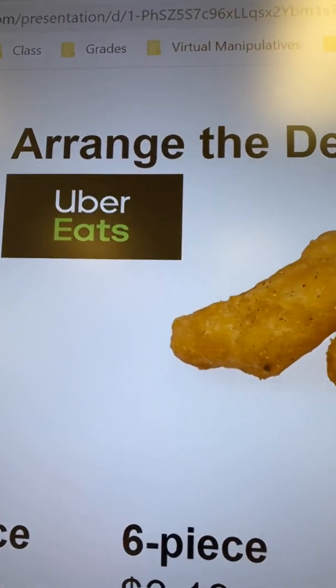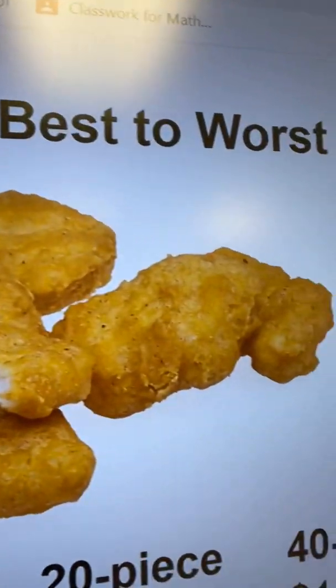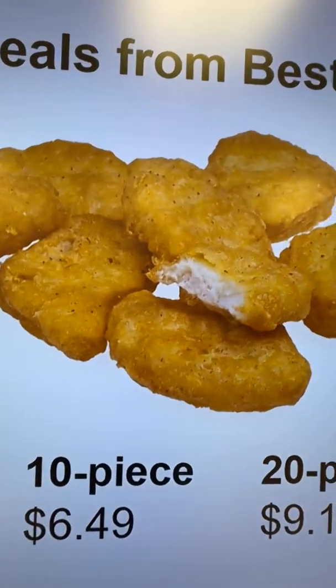Here's what we worked on today. So arrange the deals from best to worst. So we're talking about chicken nuggets, and this is through the website Uber Eats.